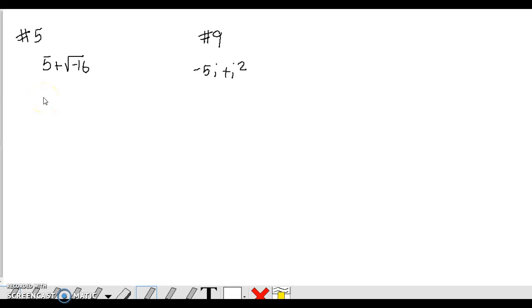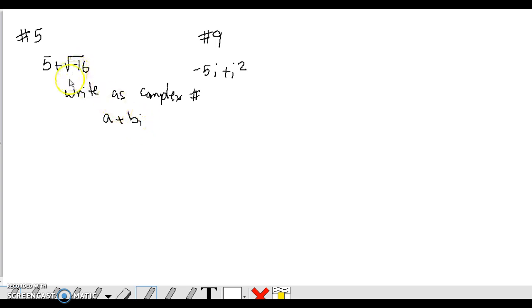So here is a step-by-step instruction of your imaginary numbers homework. All right, so the first two problems were addressing it, and they said write it as a complex number. And so remember, a complex number is a plus bi, where a is your real component, bi is your imaginary component.